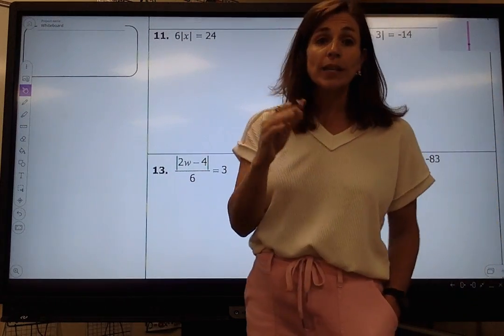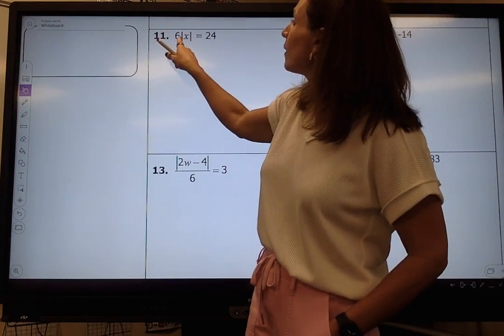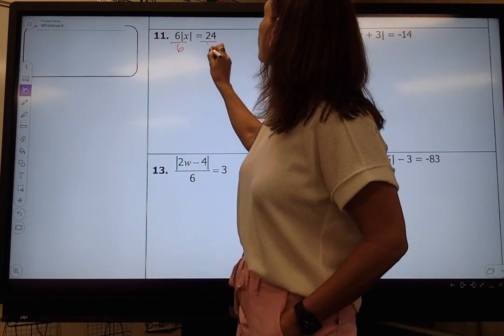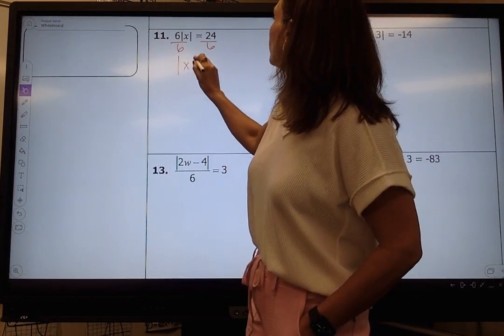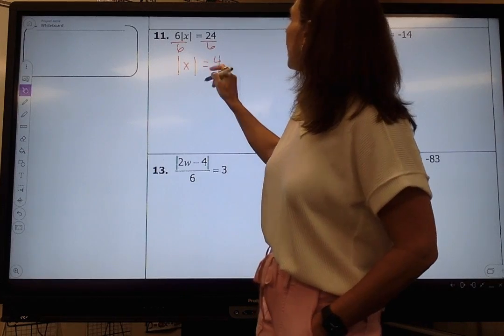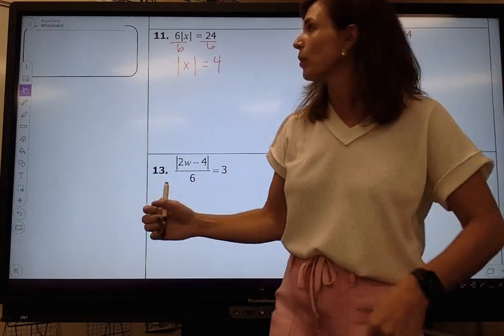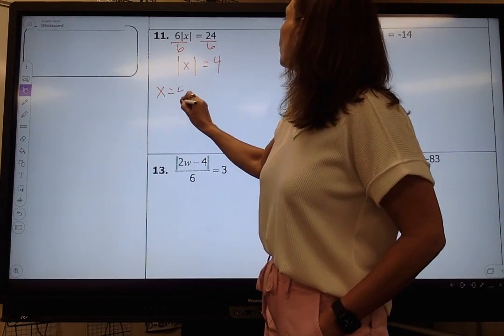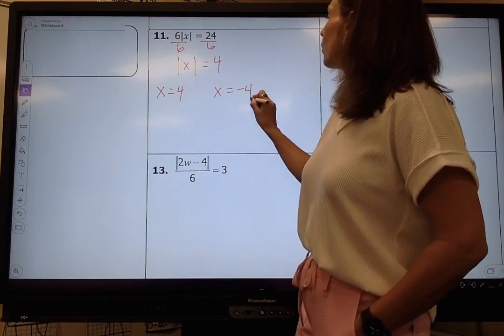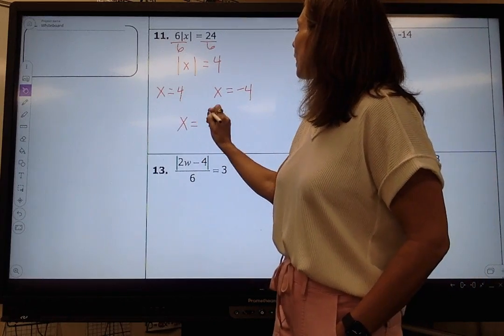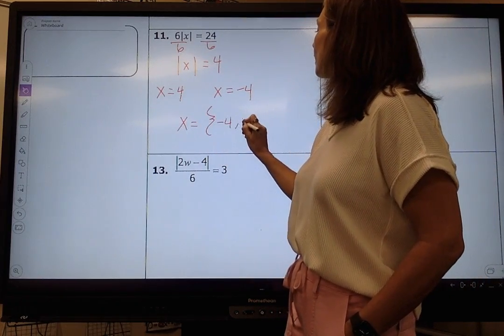All right, first step, isolate. How do I get rid of that coefficient of 6? Divide. I divide both sides, division property of equality. Now I get absolute value equal to 4. Now that it's isolated, now I branch. x equals 4, x equals -4. No need to solve, it's already by itself. So in brackets, least to greatest, -4 to 4.